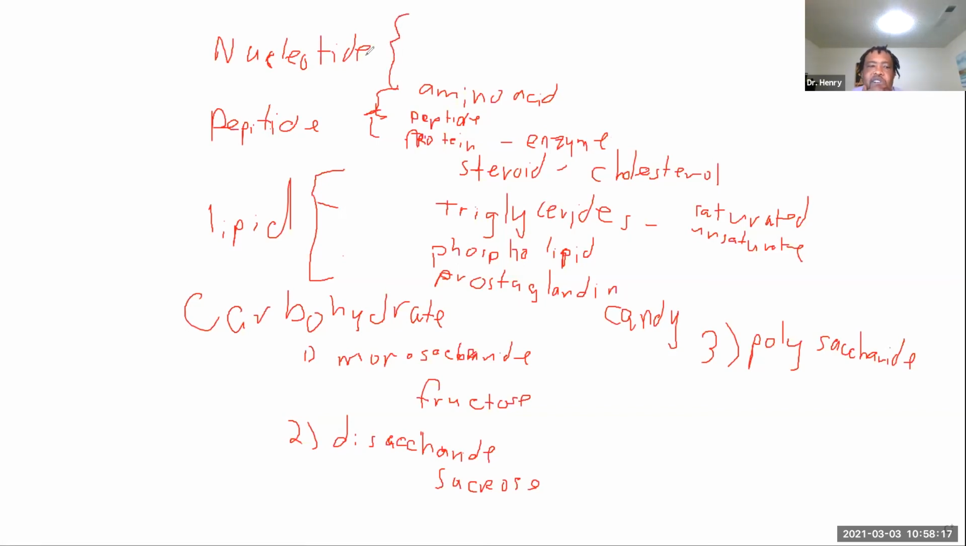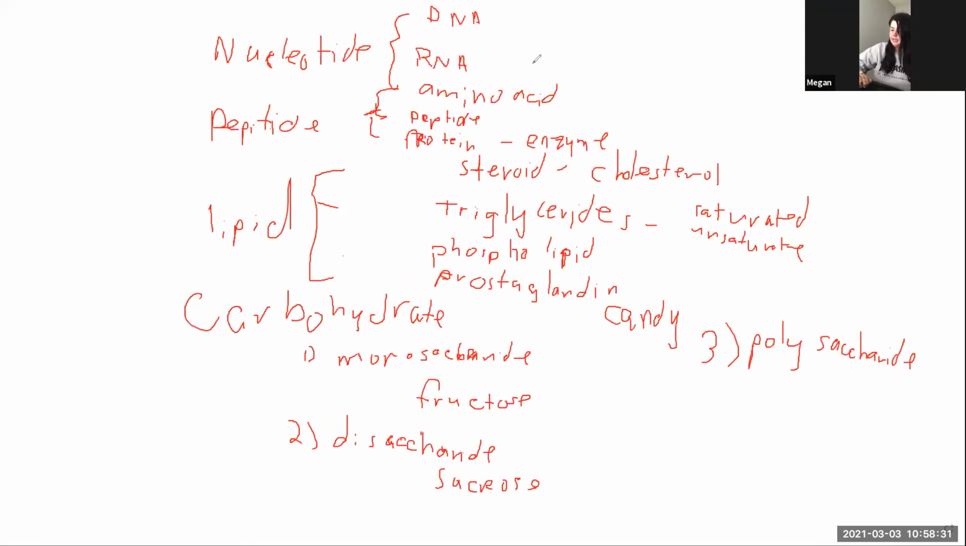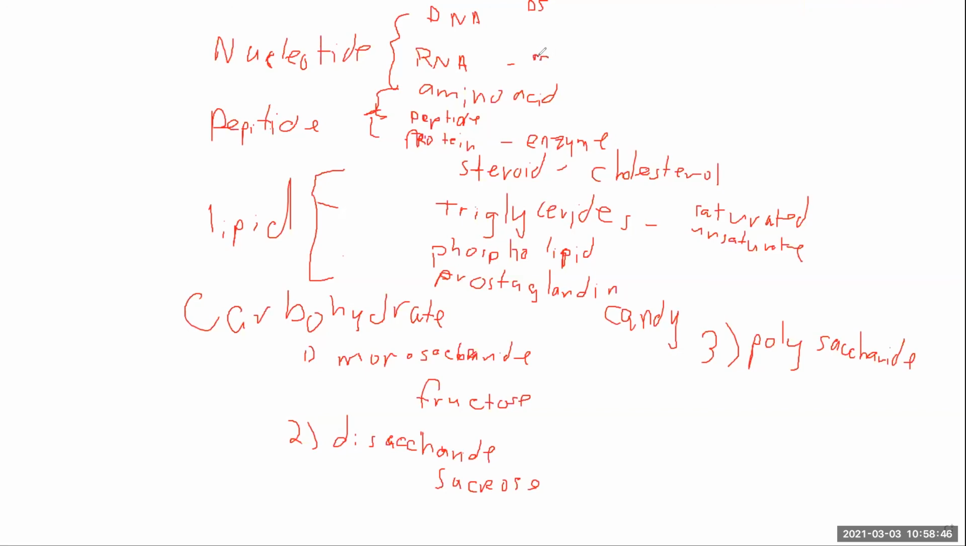Okay. Nucleotides. So what are the two major groups of nucleic acids? RNA and DNA. What is the difference between RNA and DNA? RNA is a single strand and DNA is double strand. Okay. RNA has the sugar ribose and the DNA has the deoxyribose. So this guy has ribose. And this guy has deoxyribose.